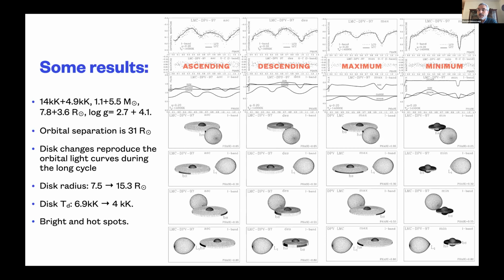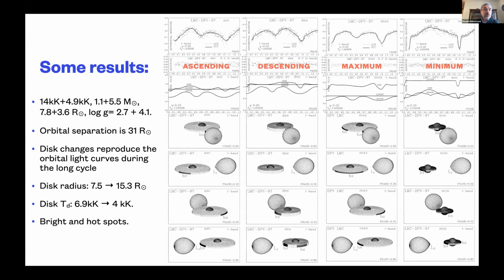characterized by a very small accretion disk compared with the other occasions during the long cycle. And this disk is hotter during the minimum of the long cycle. The geometry and the relative contribution of these three components, donor, gainer, and disk, is shown here. And the sum, the total contribution, produces the disappearance of the secondary eclipse.